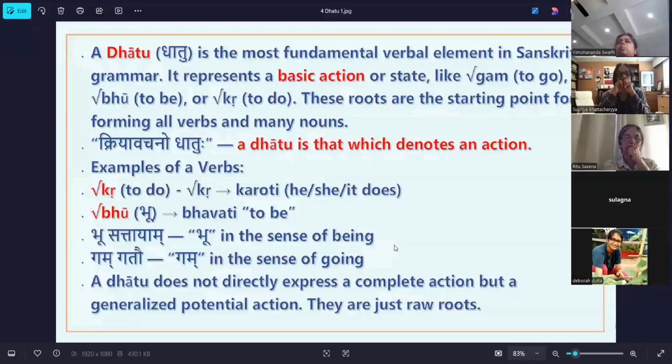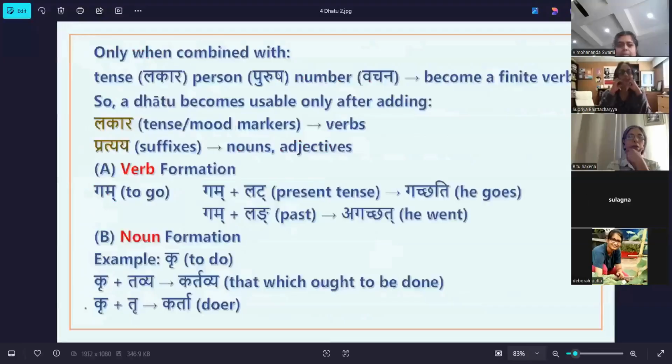So these are just raw forms. And you have to apply the ting pratyaya and then prefix, suffix, so many things are there. Now the next slide. So this is when dhatus acquire meaning. How? When they are combined with lakaras. Lat, lot, lang, vidhiling, all these are lakaras.